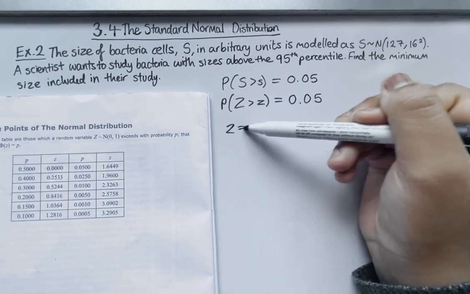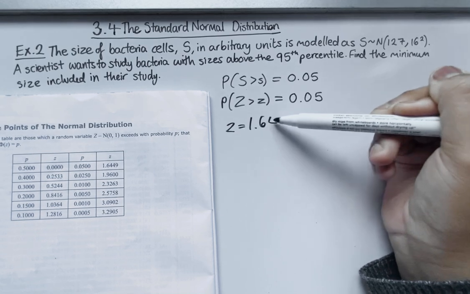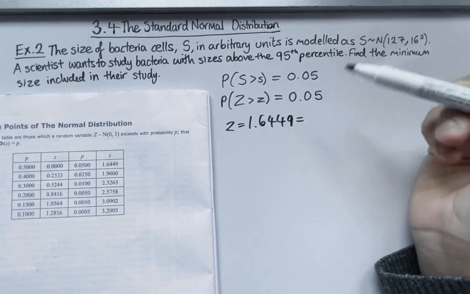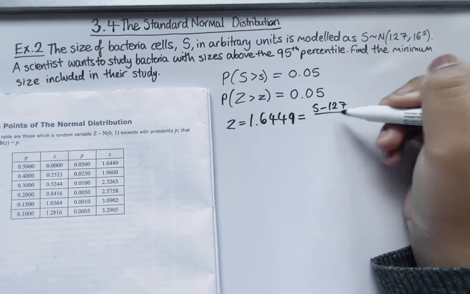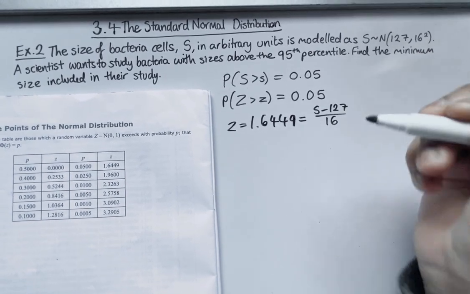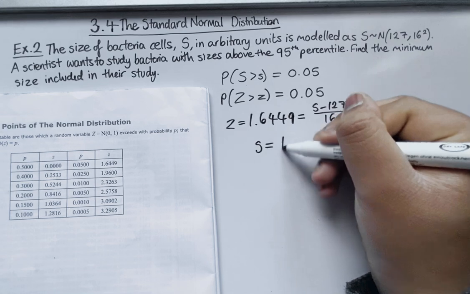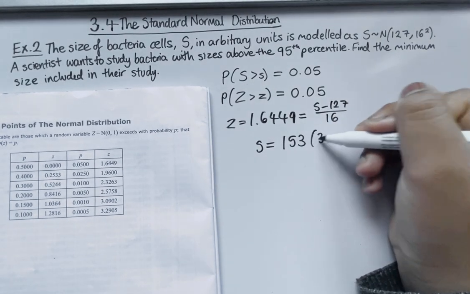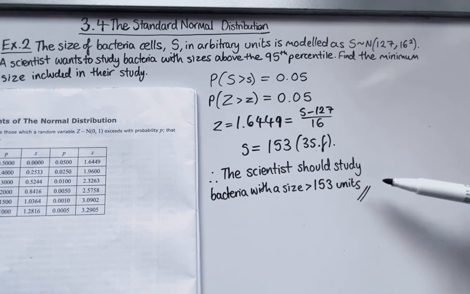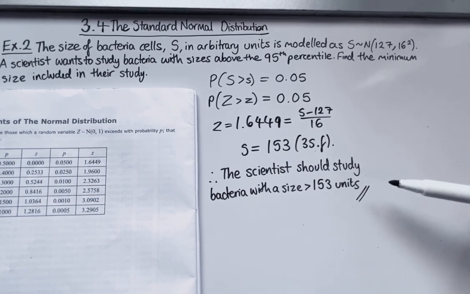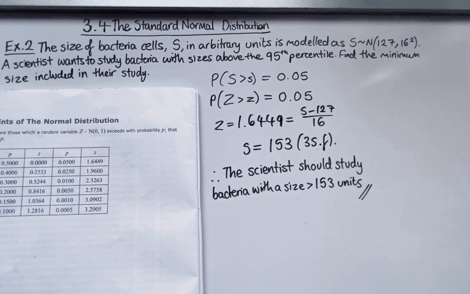So z is equal to 1.6449, which will be equal to s minus 127 over 16. Now solving this, we get s is equal to 153 to 3 s.f. And so therefore, the scientist should study bacteria with a size greater than 153 units. And that's about it.